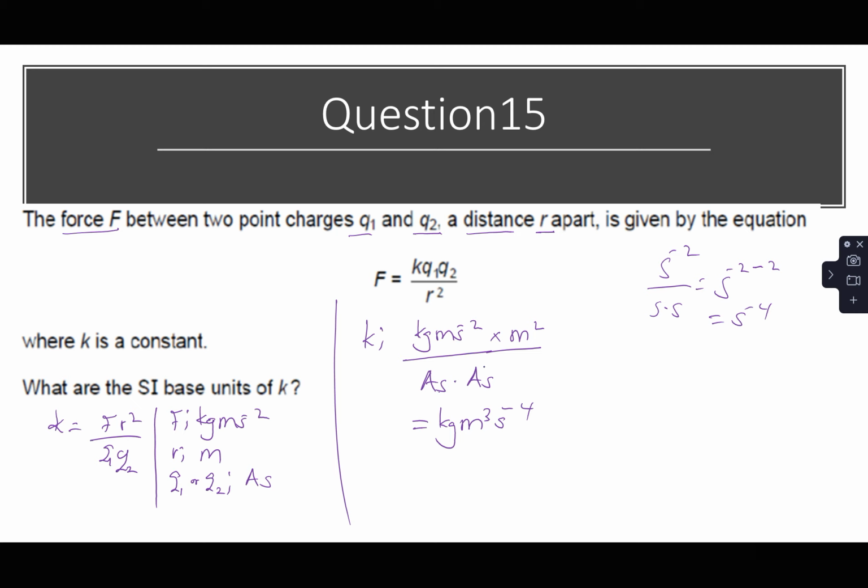Then in the denominator we have ampere times ampere, which is ampere squared. When it goes up, it becomes per ampere squared. So those will be the base units of K. Okay, let's proceed. I hope that was easy.